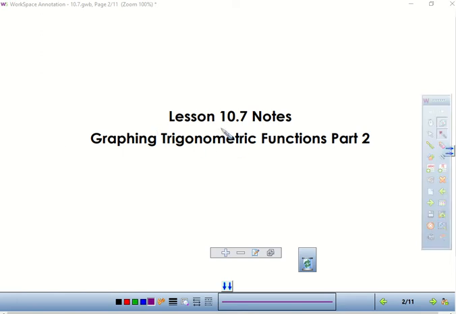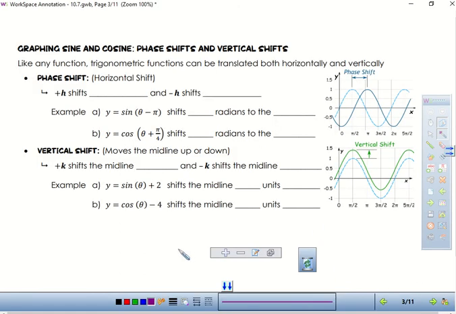Alright everyone, so today we're going to be doing 10.7, which is graphing trigonometric functions part 2. This is part 2 because we already started this lesson in 10.6 graphing, but now we're adding another step to it. So we're going to be graphing cosine and sine functions that involve phase shifts.